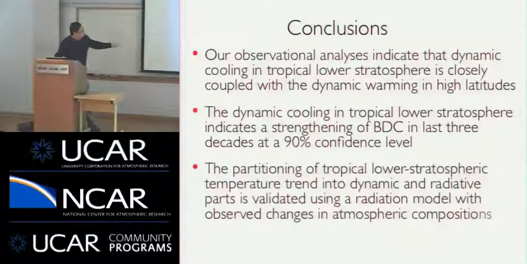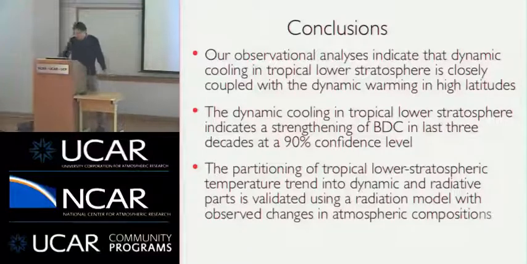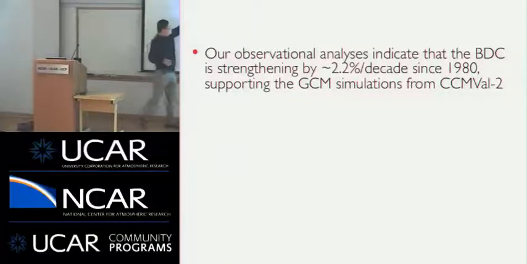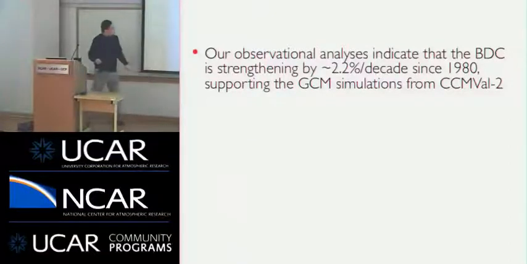And the partitioning of the tropical lower stratospheric temperature trend into dynamic and radiative parts is validated using a radiation model with observed changes in the atmospheric composition. And our observational analysis indicates the Brewer-Dobson circulation strengthening by, on average, 2.2%, supporting the GCM simulation.